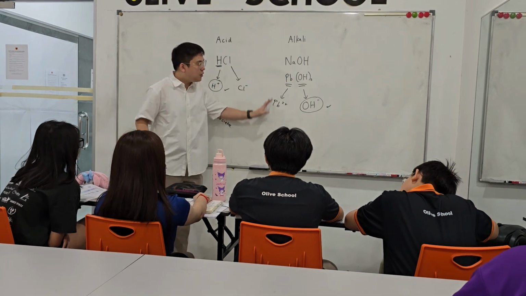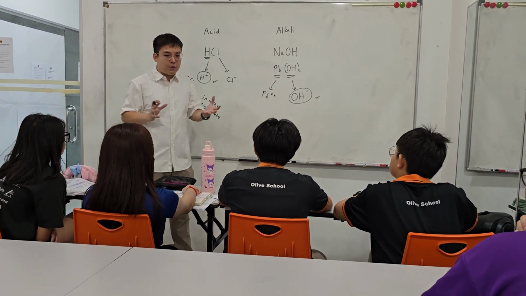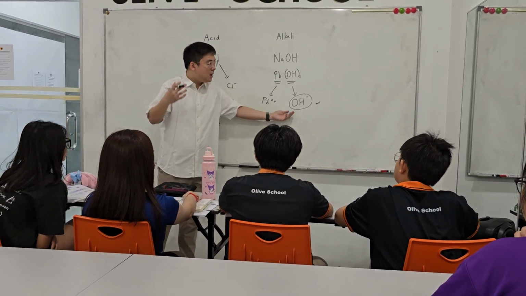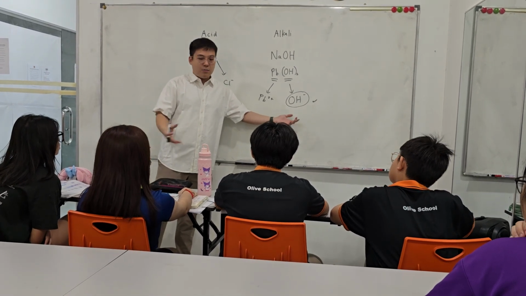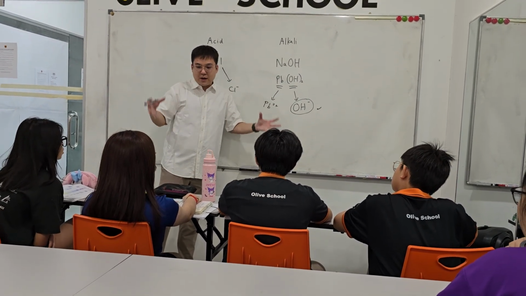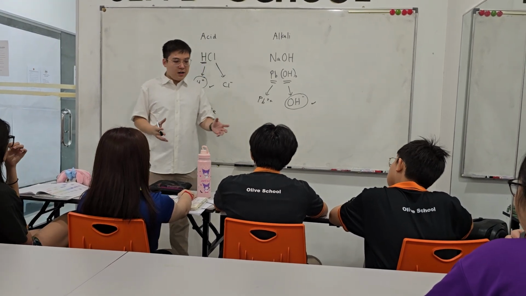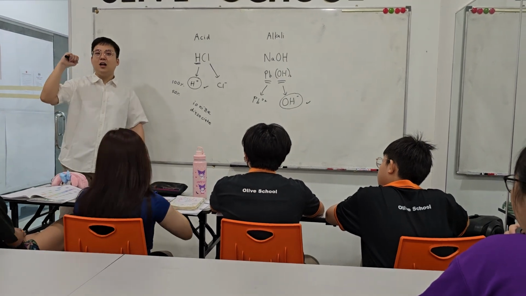Same for alkali. But we look at the OH, how much OH they can produce when we put them inside water. All alkali will produce at least a little bit of OH minus. That's what we call weak alkali. But if they can produce a lot of OH minus, then we call them strong alkali. Is everyone clear? Alright. How many minutes is that?